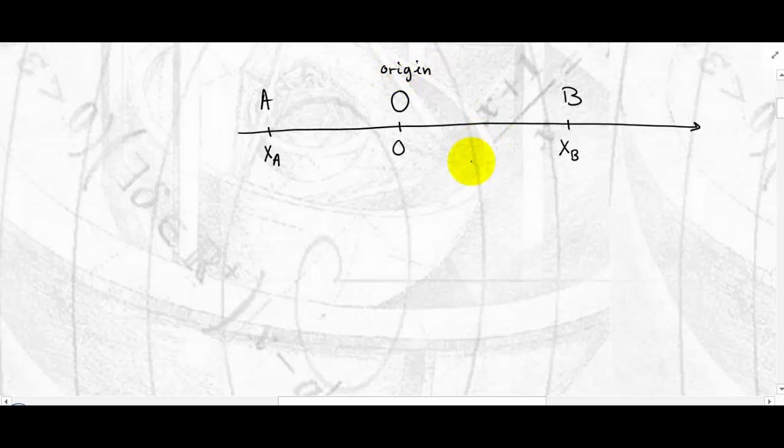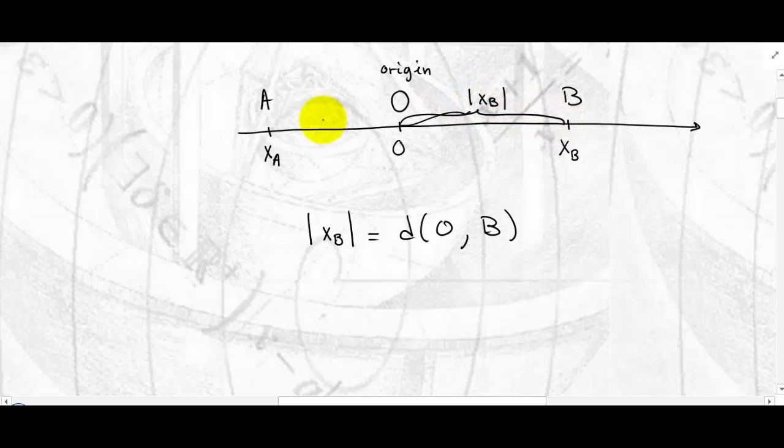Okay, so the absolute value, for example, of the real number x_B represents the distance between 0 and the point B. That's a distance. I don't know if you've seen that in geometry. It's how we write a distance, and these of course are points. The distance between 0 and B is represented by the absolute value of x_B. So this distance right here is the absolute value of x_B. This distance right here is the absolute value of x_A. So the absolute value is a distance.